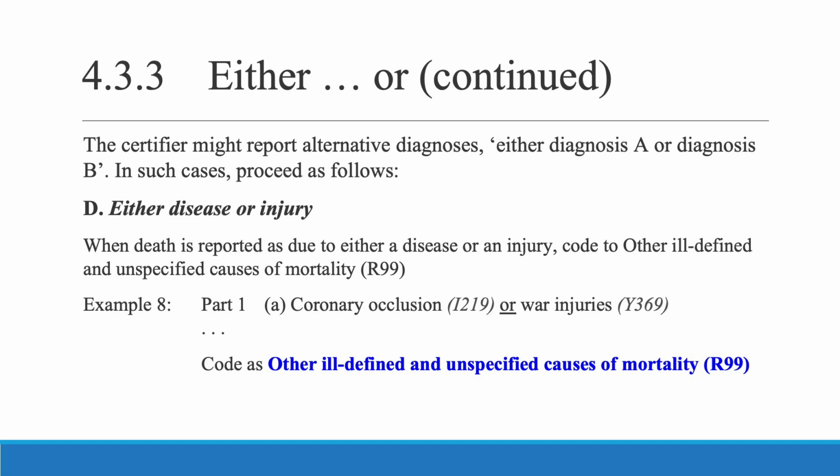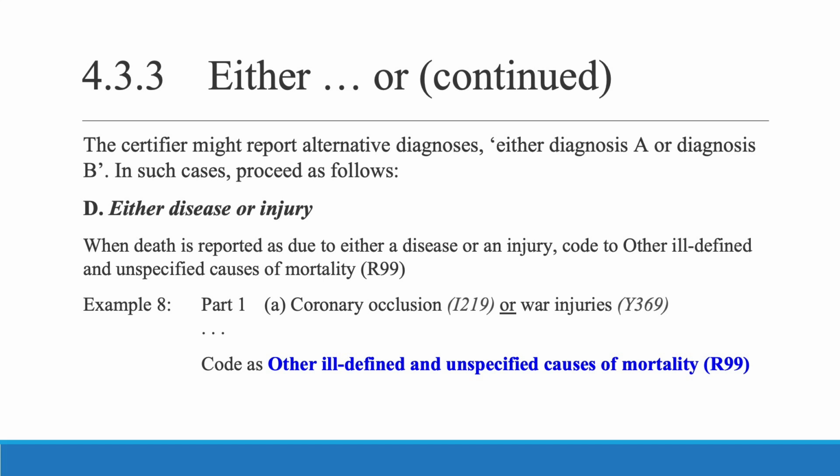It's hard to imagine a certifier being unable to make a decision about a death being due to a disease or an external cause, but if it were to happen, you would simply code the cause of death to unknown cause R99. To do otherwise would suggest that you know better than the certifier. We always try to make our coding be the best reflection of the opinion of the certifier.